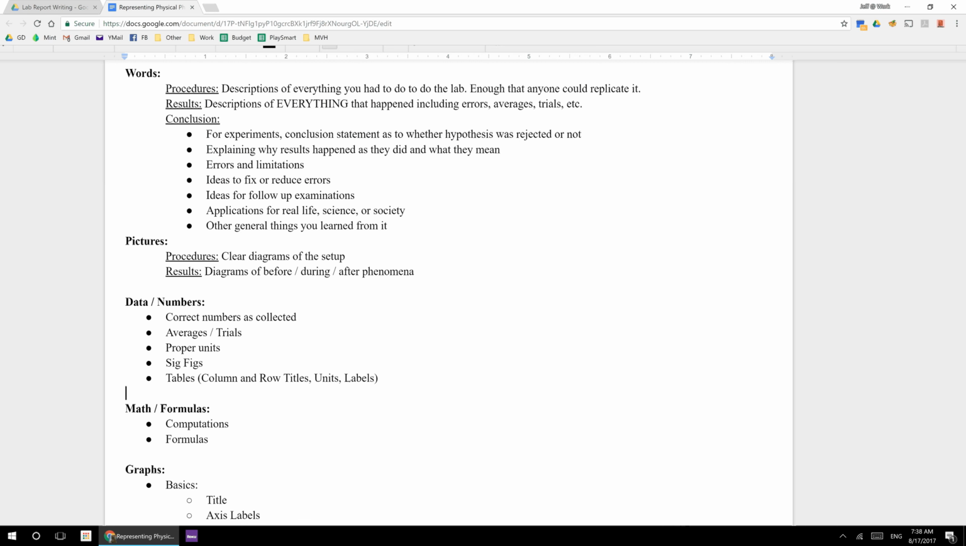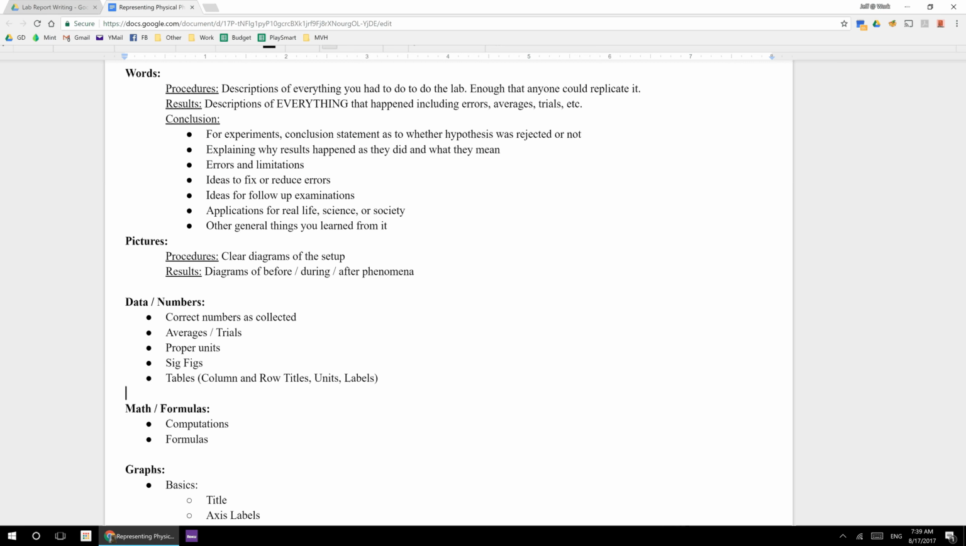The conclusion section of a lab, or a presentation about a lab, also includes words. For experiments, it's a conclusion of whether or not what you expected was rejected. So was your hypothesis rejected or not? Then you have to explain why the results happened the way they did. You have to explain things that you did wrong and any limitations that you had, and how you could have fixed those limitations or reduced the errors the next time you do it. You can also talk about ideas for follow-up examinations. What could you do to study this further? How could you apply this in real life? And why is it important for science or society? And any other general things you learned from the lab.